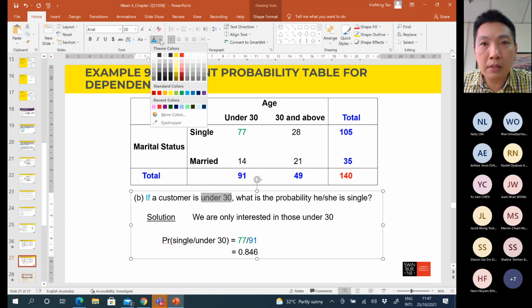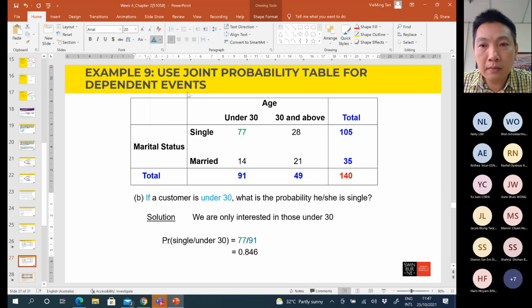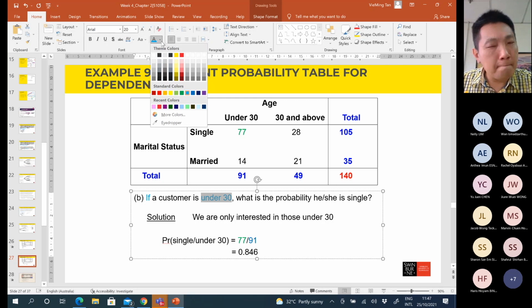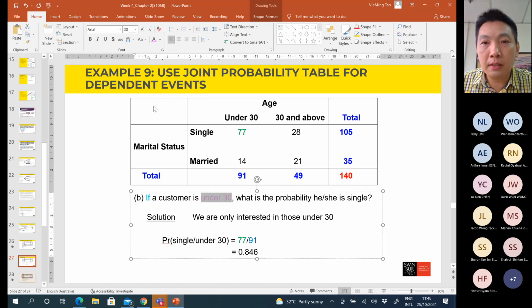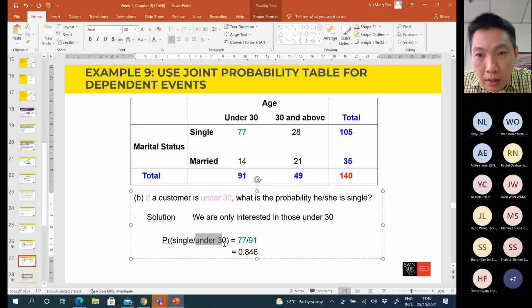So this one maybe I can use, this color. Maybe I can use other color. Otherwise, you cannot see the whole picture. I use other color. Any other color that we can use? Okay, I use pink color. All right, pink. If 30. Okay, pink. So this is under 30 here.